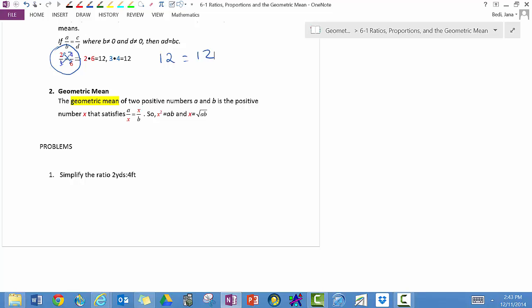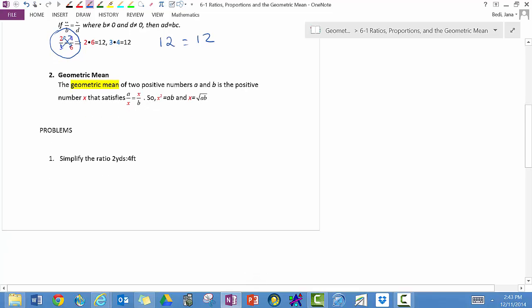The geometric mean is not the same as the arithmetic mean. The geometric mean of two positive numbers, and that's the important thing to remember, it's two positive numbers A and B, is the positive number x. So you only start with positive numbers A and B, and the mean is also going to be a positive number. So later on you will see how we find the geometric mean. Let's look at some problems right now.